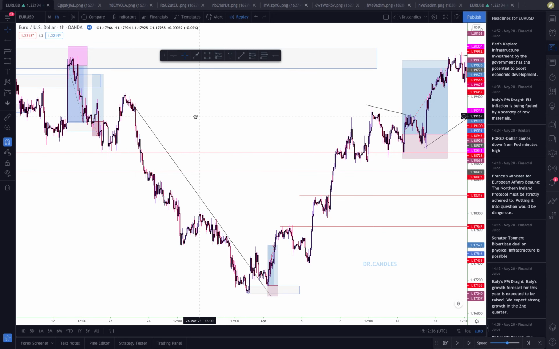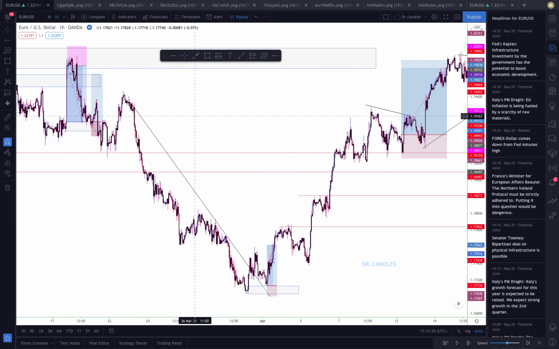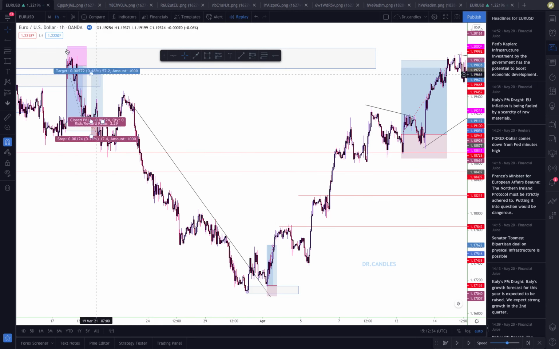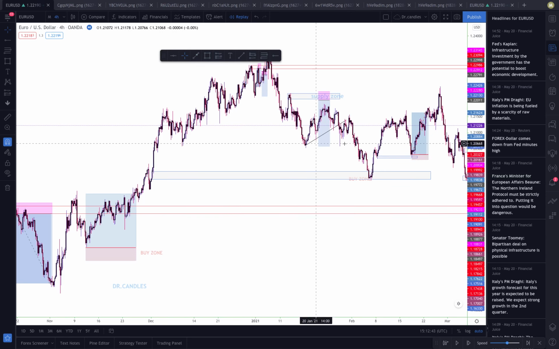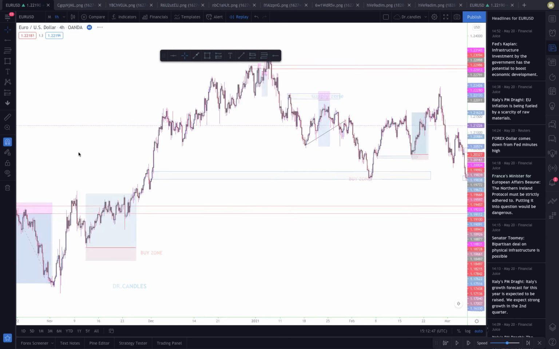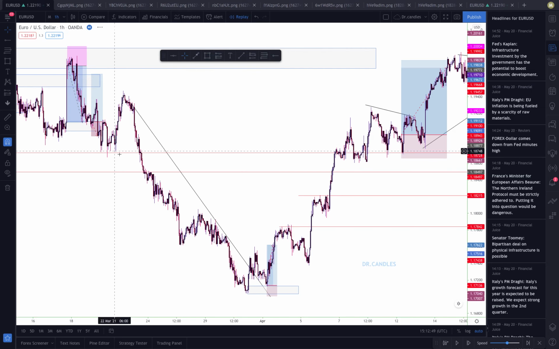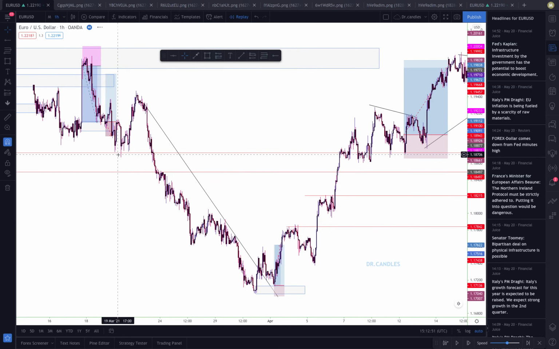So this is Euro USD 1 hour time frame. I may be switching to different time frames. For now, this is Euro USD 1 hour time frame. When I switch to, let's say, the 4 hour time frame, you can see how it is. But for now, let me go back to 1 hour time frame. I want to show you how I take some of my trades.